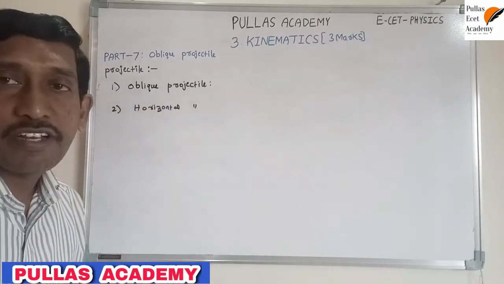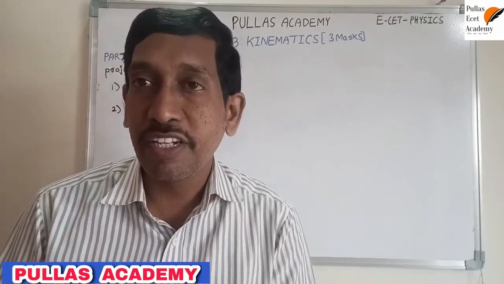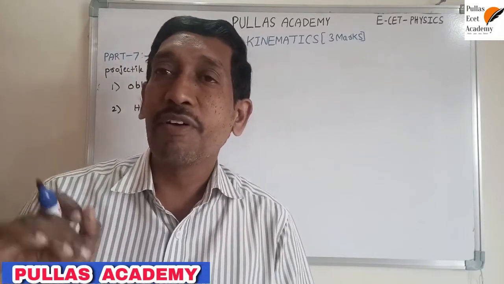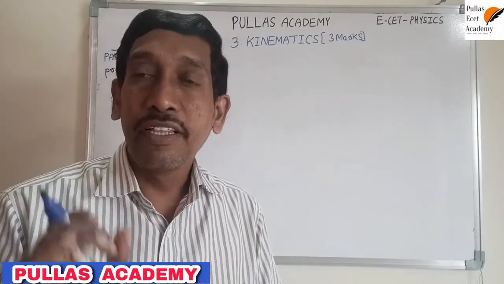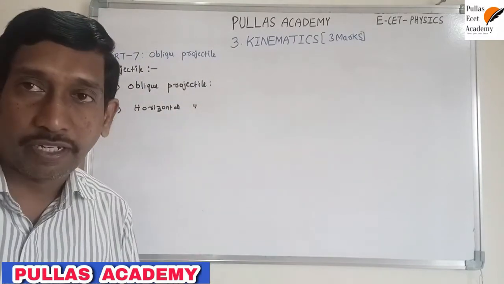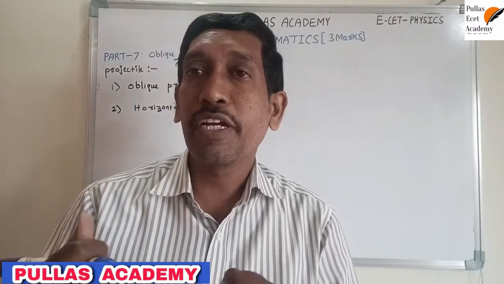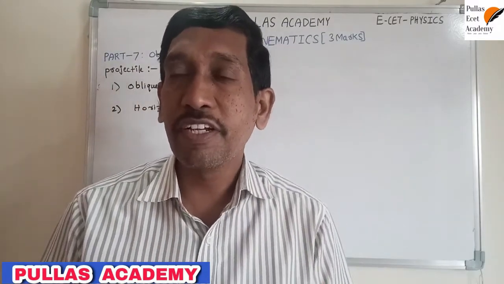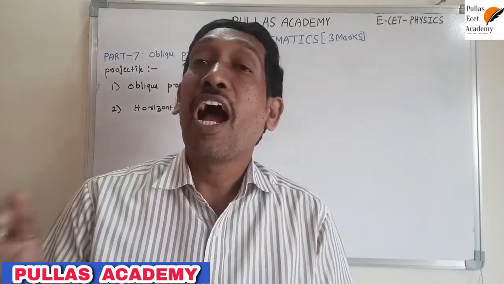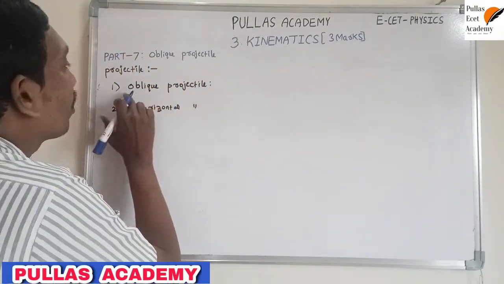An oblique projectile is a body which is projected into air with some velocity at an angle theta with the horizontal. If the angle is always less than 90 degrees, only then is that projectile called an oblique projectile. That means it is a body projected into air with some velocity, making some angle theta with the horizontal, and that angle is always less than 90 degrees.